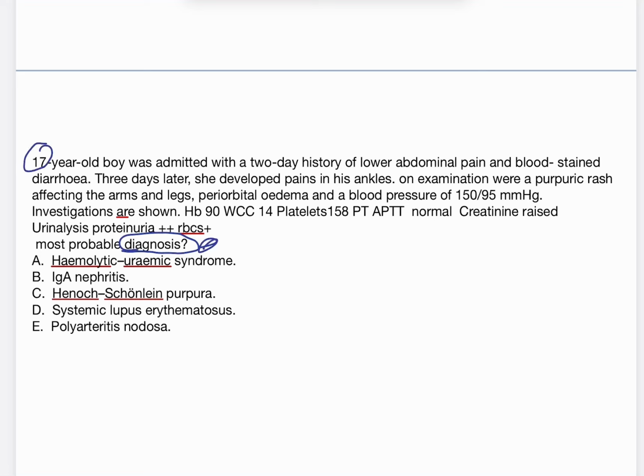A 17 years old boy was admitted with 2-day history of lower abdominal pain, blood-stained diarrhea. 3 days later, he developed pain in his ankles. On examination, there was a purpuric rash affecting the arms and leg, periorbital edema, blood pressure of 150 by 95. Investigations: hemoglobin is low, white cell count is a bit high, platelets are normal, PT and APTT are normal, creatinine is raised, urinalysis shows proteinuria and RBCs are present.